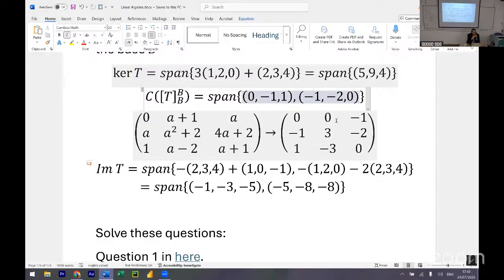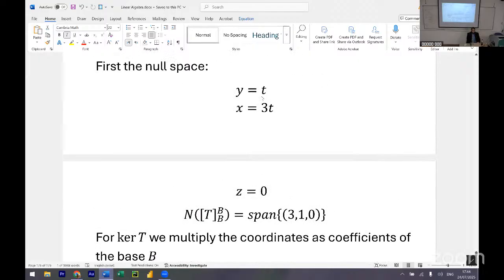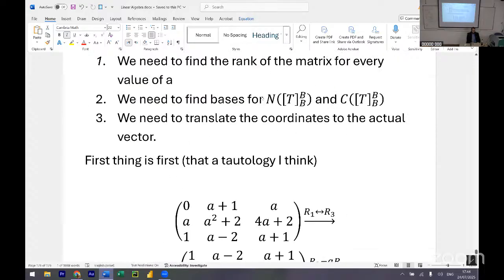Where do you get those 4 from? The image equals the span of those 4 things? Yes. So the column space is these two vectors. What you need to do is translate. These are the coordinates, because the representing matrix is built from coordinates according to the base B. So if you want to find the actual vectors, you need to take the coordinates, which are coefficients, and multiply them by the basis B.